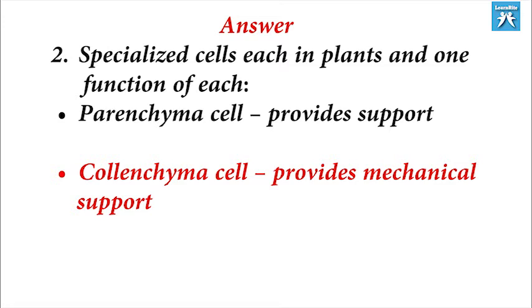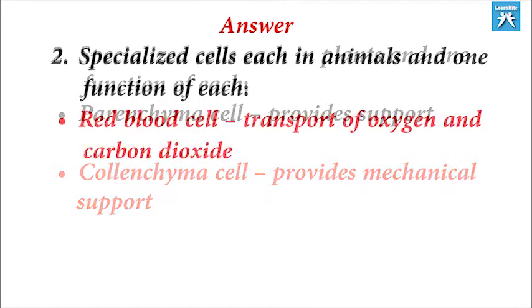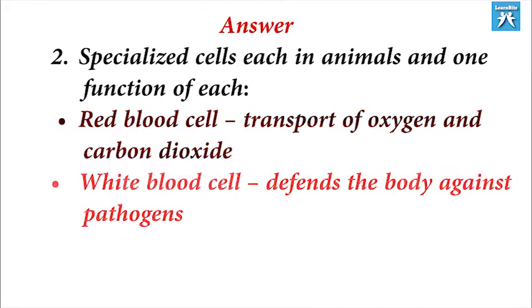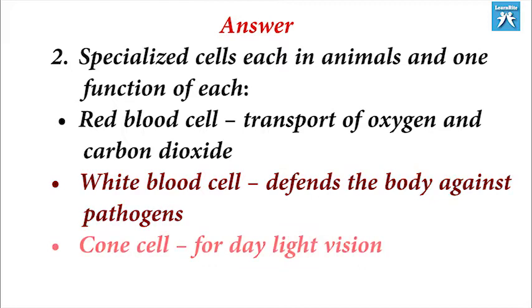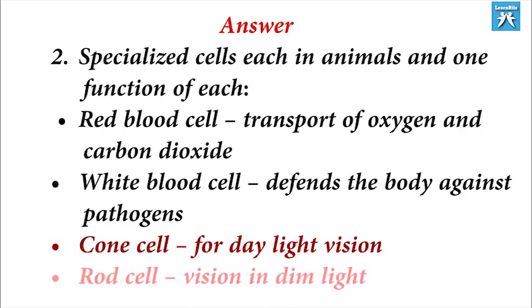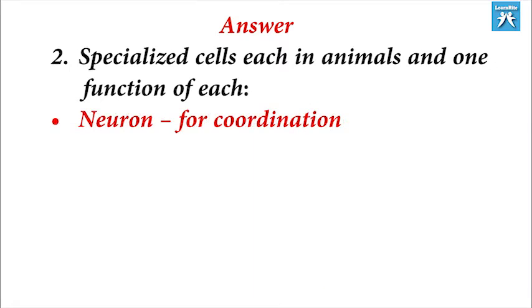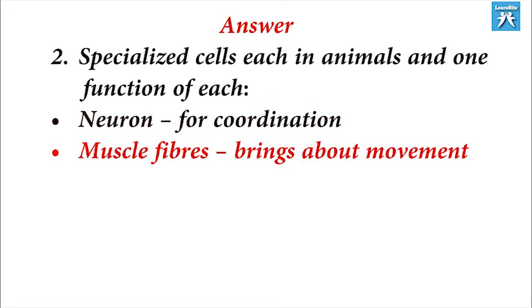Fine. Let's look at animal cells. Red blood cell, transport of oxygen and carbon dioxide. White blood cell for defense, defend the body against pathogens. The cones in the eye for daylight vision. Rods, vision in the dim light. Neuron for coordination. Muscle fiber brings about movement.